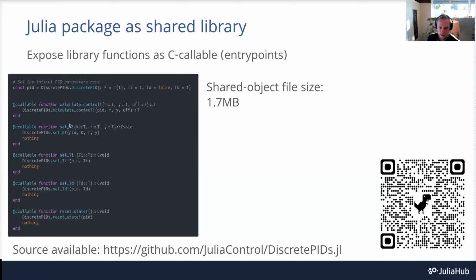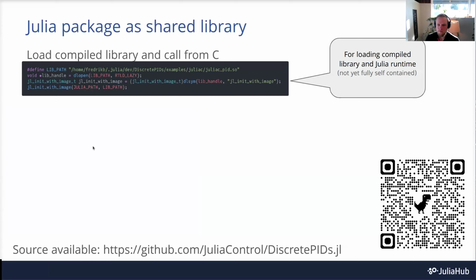Then I do the same thing for a number of other functions in this package. So there is one function that modifies the K, the proportional gain, the integral time constant, and the derivative time, and so on. And I can also reset the state of the PID controller. And then to make use of this from the C side, I specify a path to my shared object file. And then I do a dynamic link, dlopen, here. So I open the SO file that I compiled.